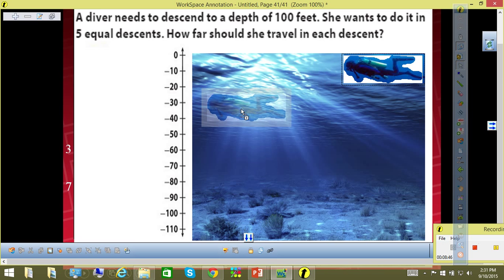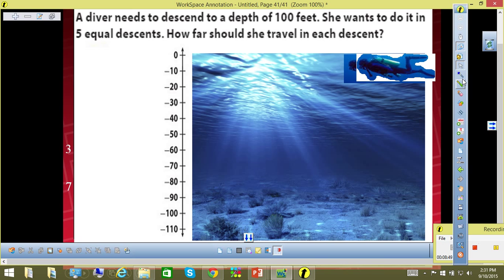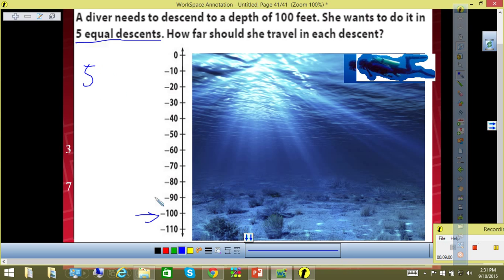So she wants to descend all the way to 100, so to right here, and 5 equal descents. So therefore, she needs to descend 5 times, right? And how much is it? To negative 100. Is that correct? So what do I need to do? Divide negative 100 by 5. So let's do the step first. Identify if the answer is a negative or a positive. So it's a negative. 100 divided by 5, that's 20.